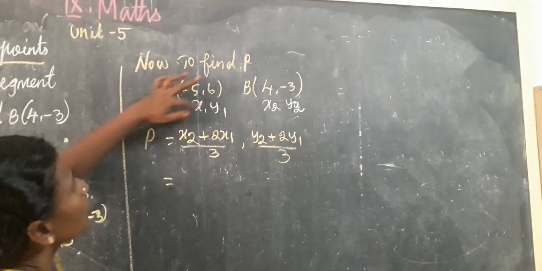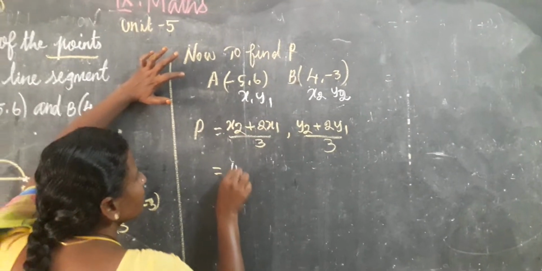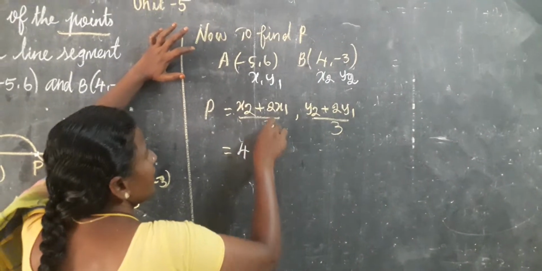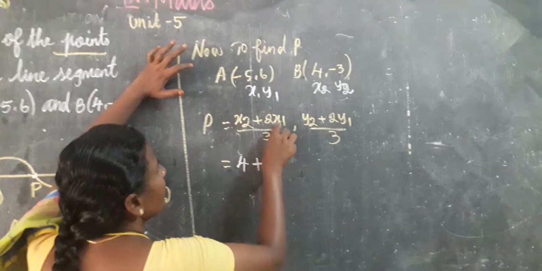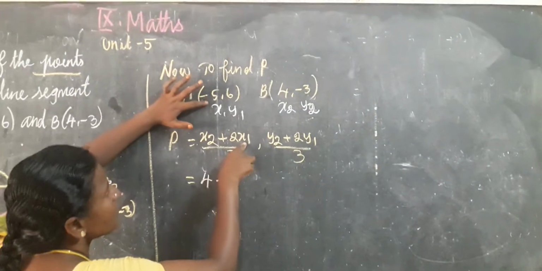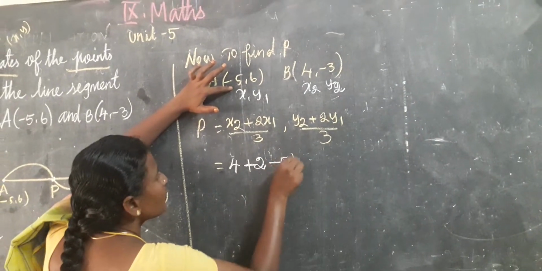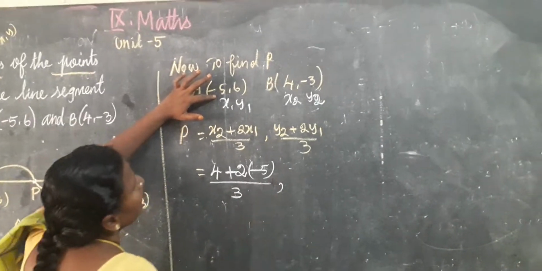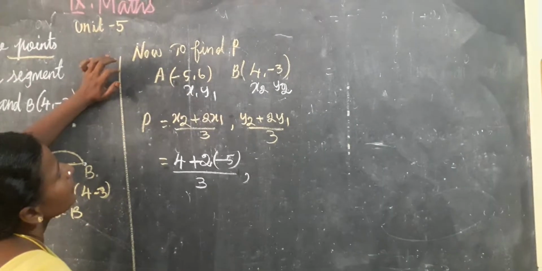x2, where is the x2? 4. Okay, 4 plus, formula plus, 2 into x1. x1, what is the value? Minus 5. So put the bracket, divided by 3. Okay, comma, y2. What is the value?